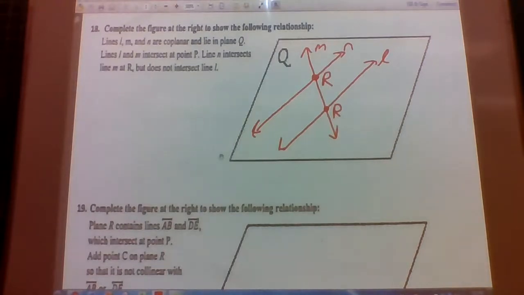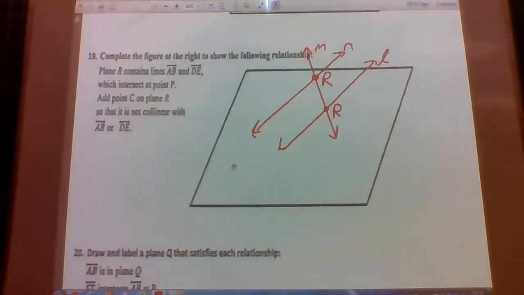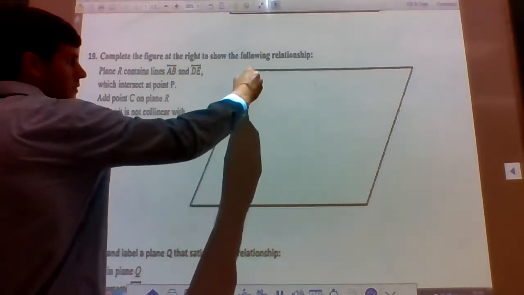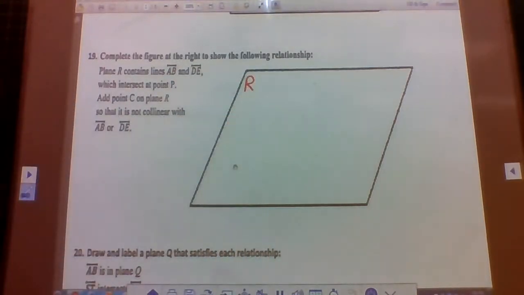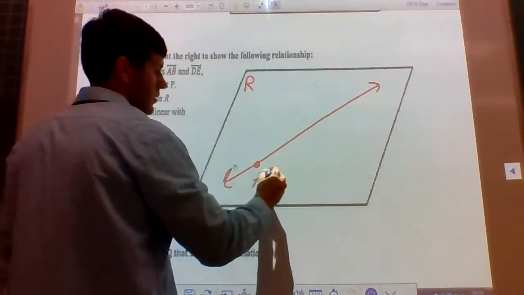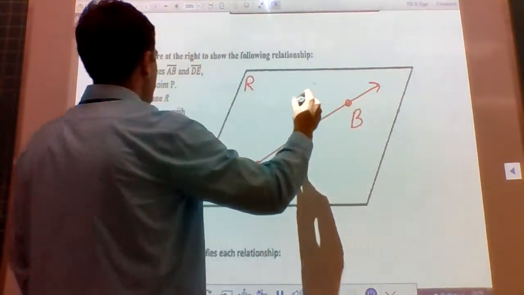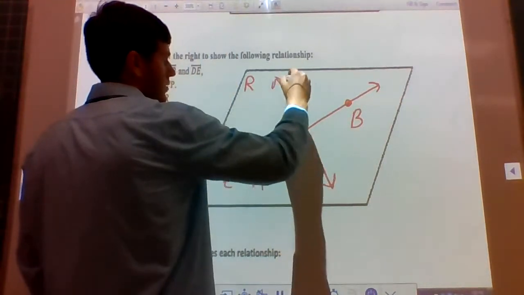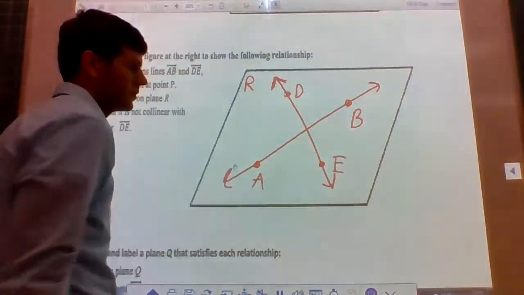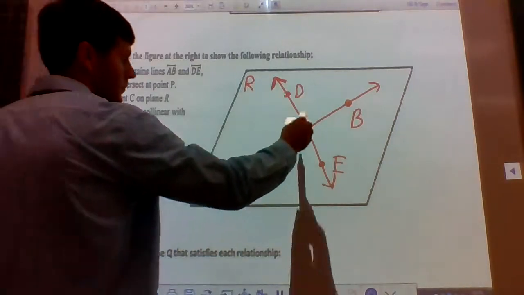Okay, 19, complete, same thing. So we have a plane R. This one doesn't give us our plane name in the corner, so we have to put our R in here. Plane R contains lines A, B, and D, E, which intersect at point P. So let's put those in. A, B. And D, E. Probably should have read the whole thing before I proceeded, but that's okay. We can erase if we need to. And they're going to intersect at point P.